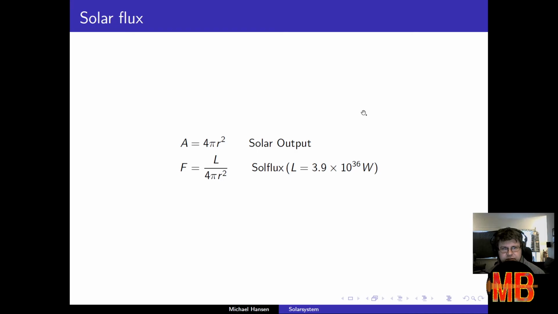We can define two numbers to give us an idea of how much light we receive from the sun. One solution is to define it as the solar output. That is given by the unit or name A, and it's given by 4 times pi times radius squared.